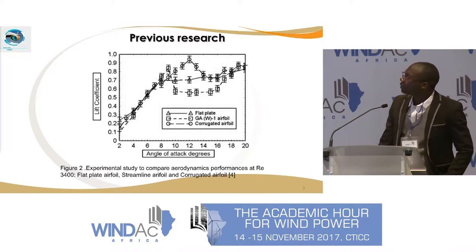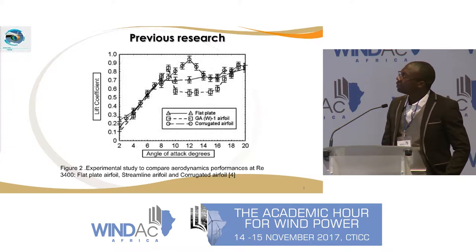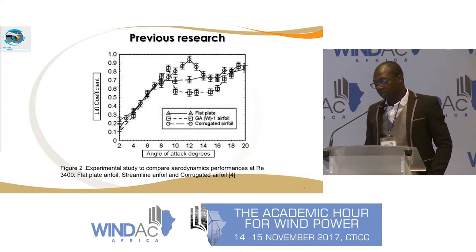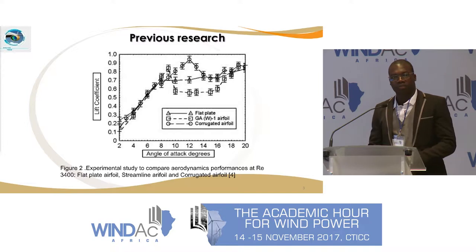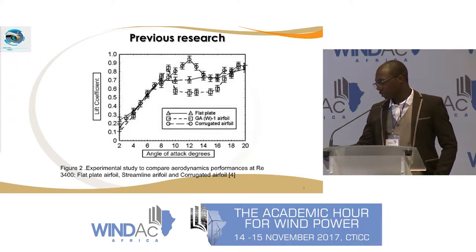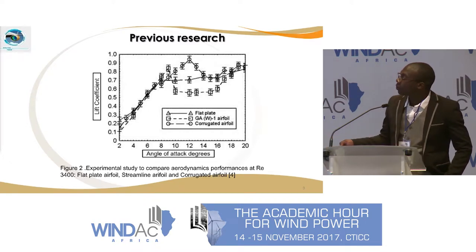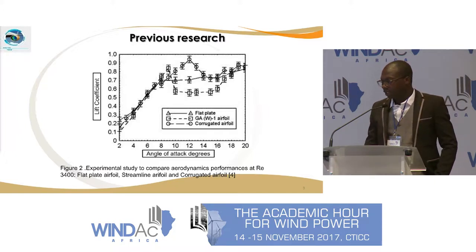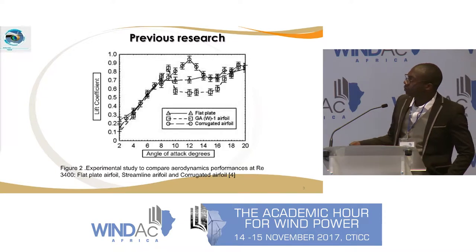On the next slide, I show previous research on a similar study of corrugated airfoil wings. This experiment was conducted by Hu and Tamai to compare three types of wing blades: flat blade, streamlined airfoil, and corrugated one. There is a legend on the table to show which one is flat blade, which one is streamlined and which is corrugated. The experiment was conducted at a Reynolds number of 34,000 in the wind tunnel. We can see from the graph the results obtained by Hu and Tamai.